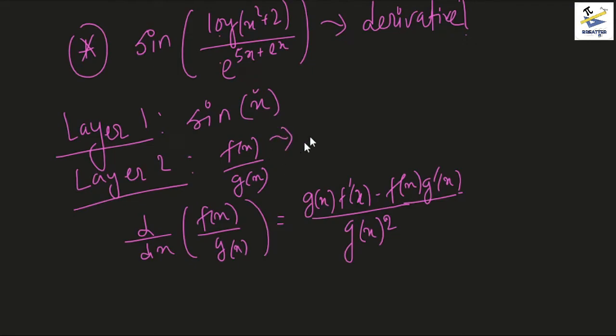f(x) has a layer which says that the inside function is x square plus 2. Similarly, g(x) has a layer which says that the inside function is e to the power 5x plus e to the power x. But these layers do not really matter because we already have an f(x) by g(x) thing here, so we are going to use them here directly.